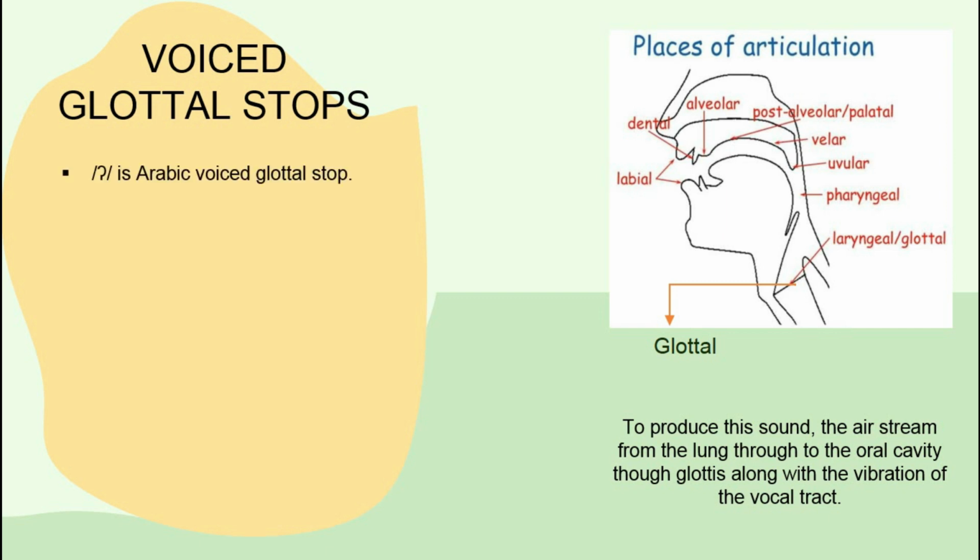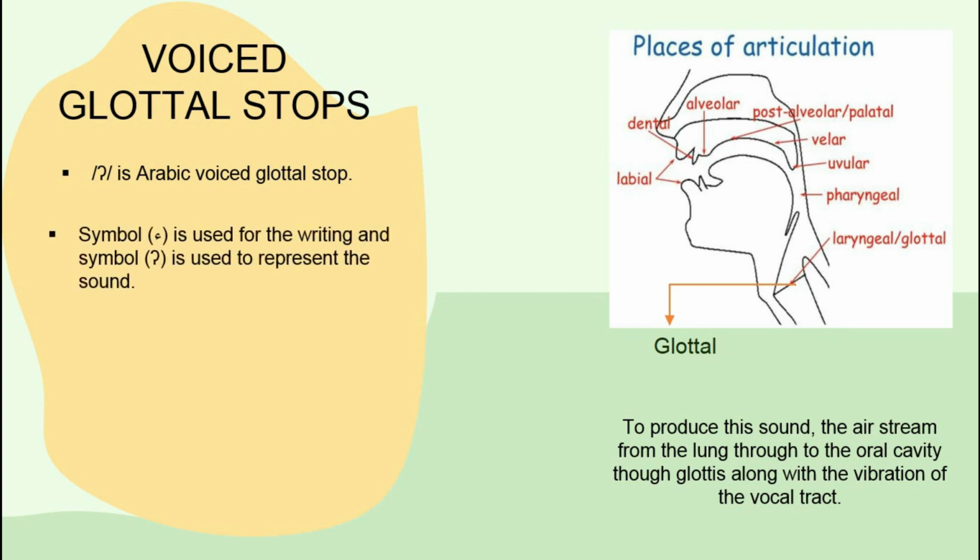The Arabic voiced glottal stop is one of the distinct Arabic consonants. Arabic has this sound along with an orthographic symbol used in the writing system. The symbol is used for writing, and the symbol is used to represent the sound.